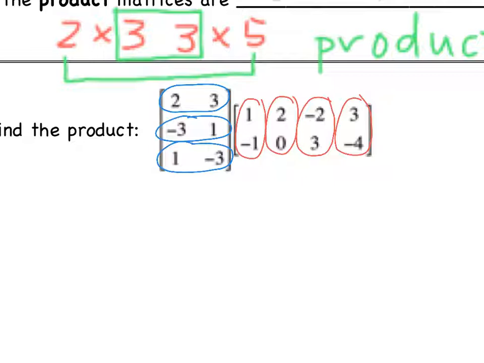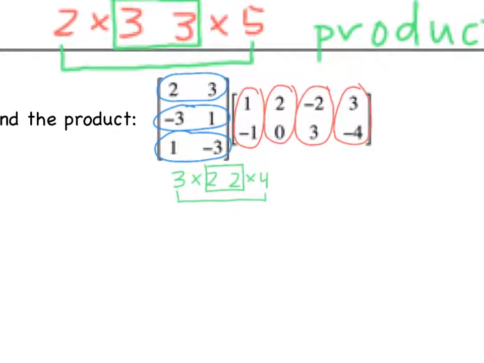So let's look at the dimensions. This first matrix is a 3 by 2: 3 rows, 2 columns. The second matrix is a 2 by 4: 2 rows and 4 columns. I check, these two match, therefore I can find the product. So our new dimensions will be a 3 by 4. That's good to keep in mind as we multiply these two matrices. Let's go ahead and multiply and see what we get.